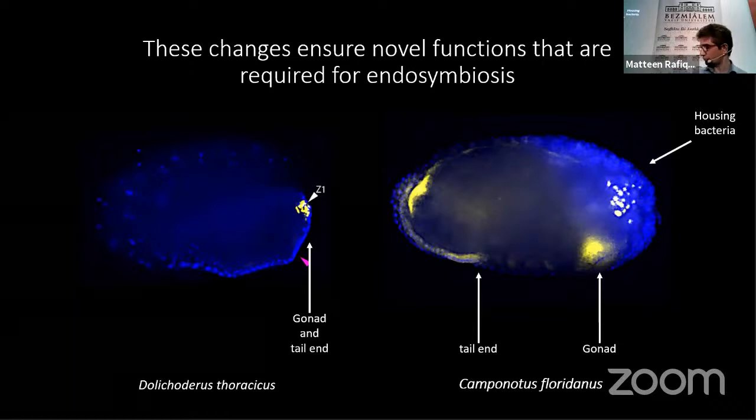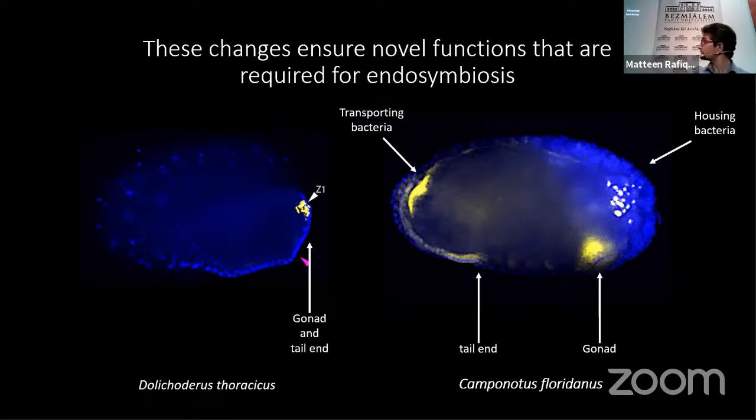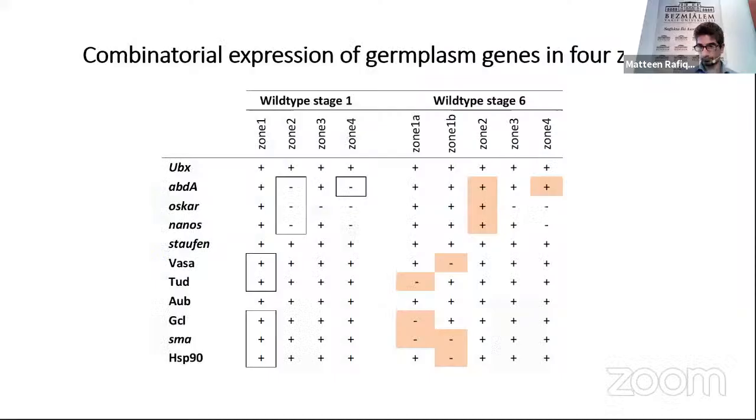And we also show that this expression here, which is present initially in the yolk, in the anterior, is used for transporting the bacteria to the yolk, because eventually these bacteria inside cells have to be packaged, taken to the yolk, where the yolk eventually shrinks and forms the mature form. Okay, so that's the developmental trajectory of this.